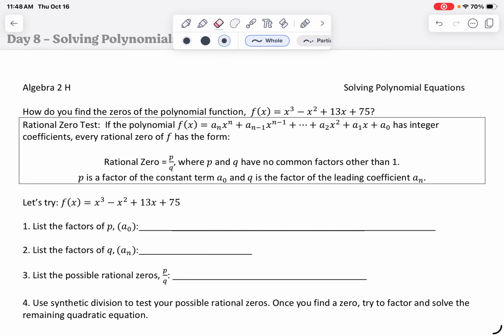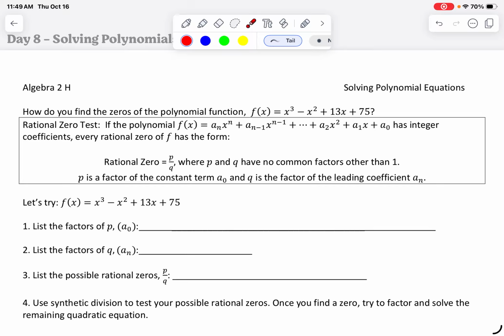So here is our other method that we're going to learn. We're going to learn the rational zero test. So when given a polynomial function in standard form, and here's your standard form written right here, we can find possible zeros. We can generate a list, basically.